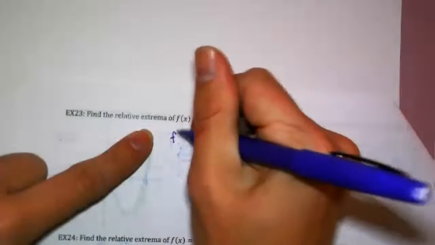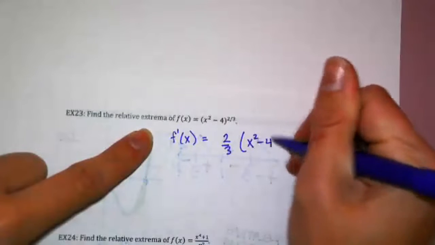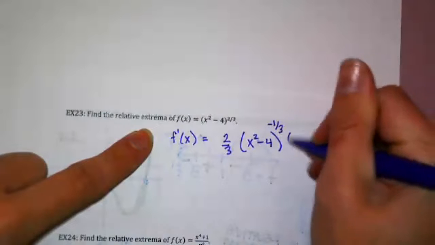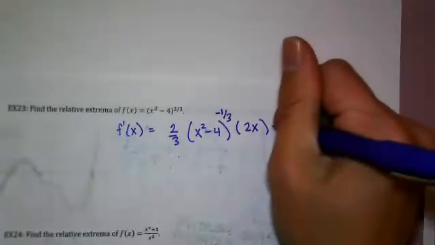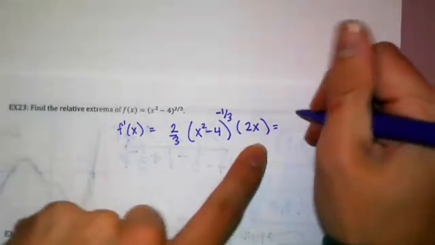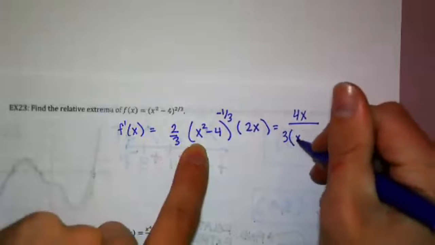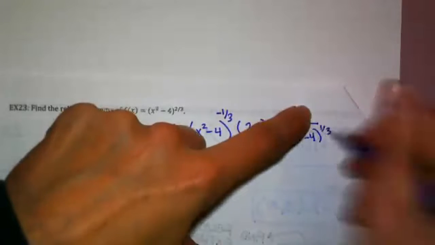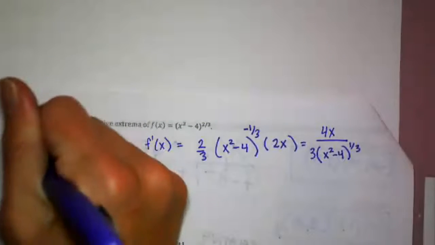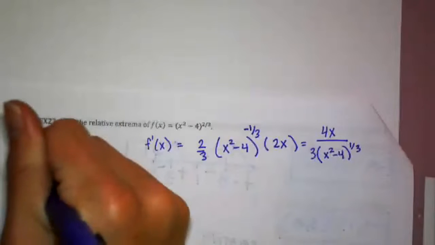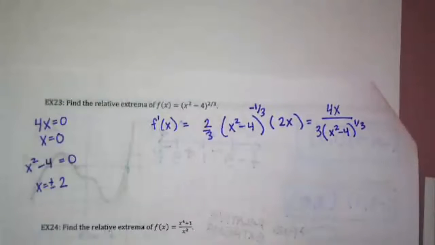So I'm going to take the derivative. 2/3 x squared minus 4, and now your new exponent is negative 1/3 times derivative of the inside, 2x. And you set each of the x functions to 0. So I'm gonna simplify this first. I'm gonna put 4x on top because the 2 times 2x, and 3 times x squared minus 4 to the 1/3 on bottom. So to get your critical numbers from the top, x equals 0, and from the bottom, you really only need to worry about the x squared minus 4, which gives you plus or minus 2.